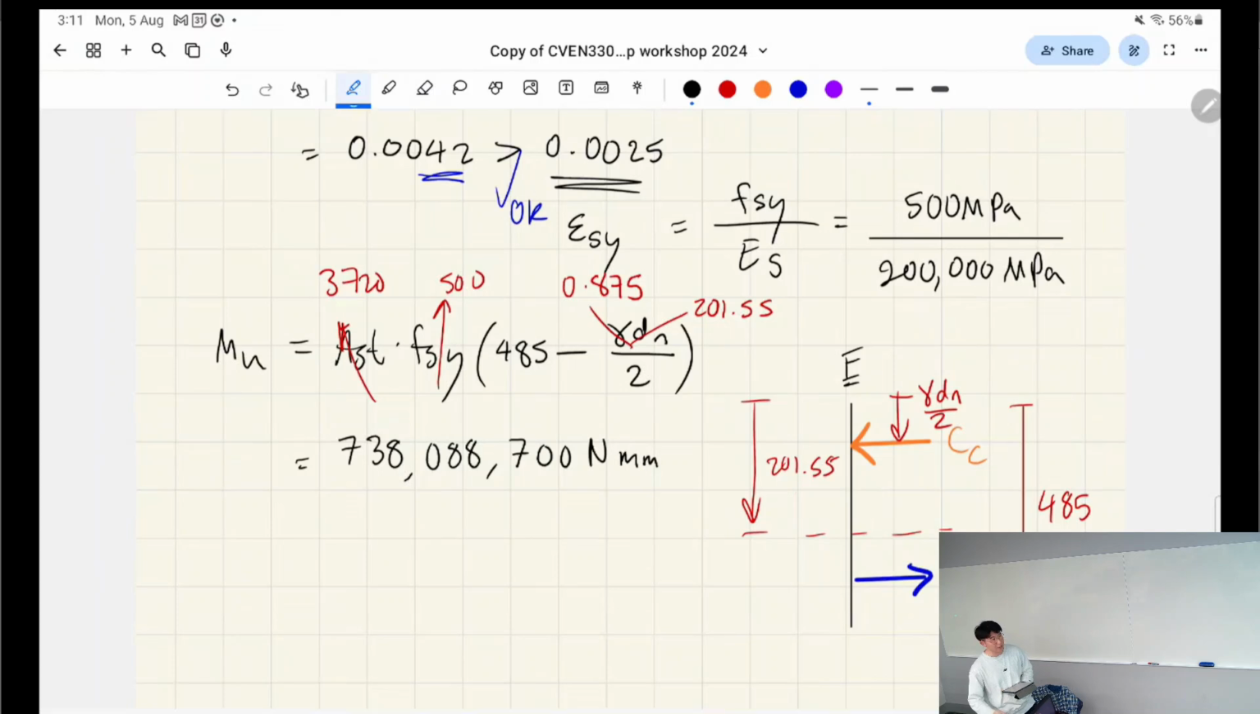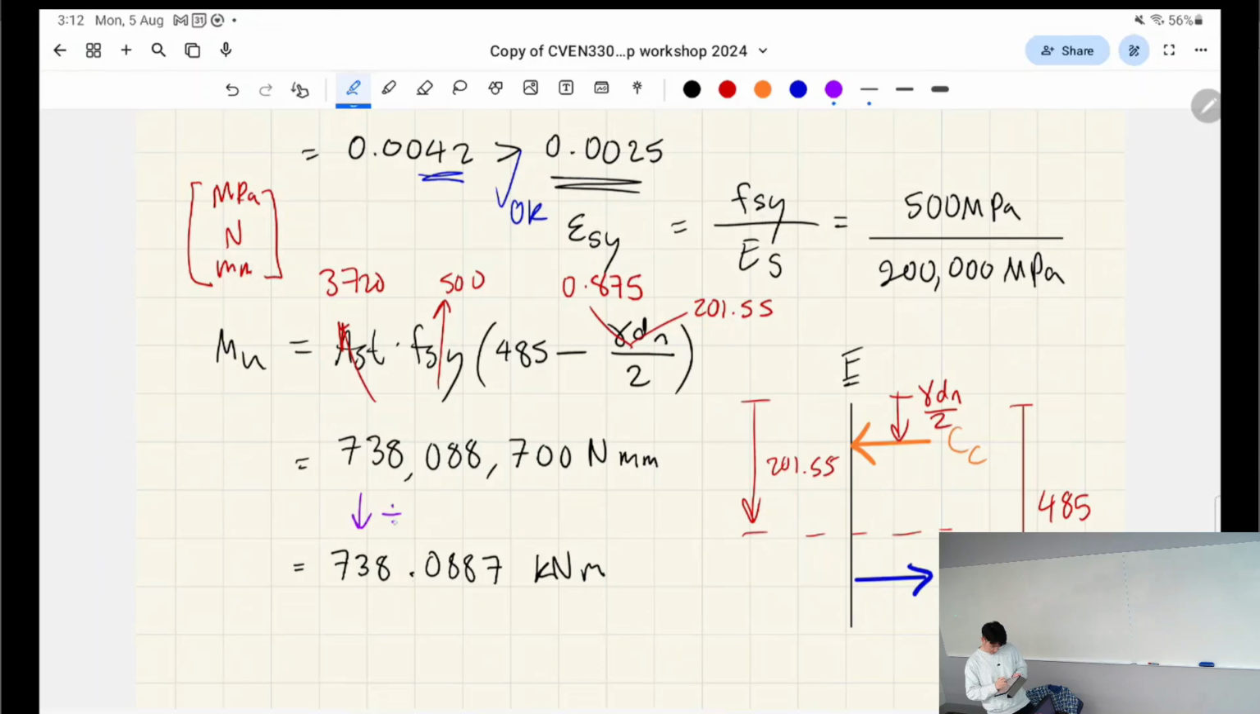Because everything we've done is in newtons and millimeters and MPa, right? Everything we've done is going to be MPa, newtons, millimeters, right? However, when we're expressing our final answer, it's good to convert this to kilonewton meters, right? Which is you divide it by 10 to the 6. And then you get kilonewton meters. Does that make sense? So that's our answer for Mu.